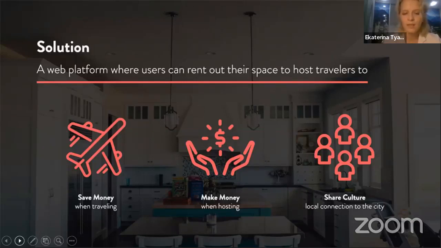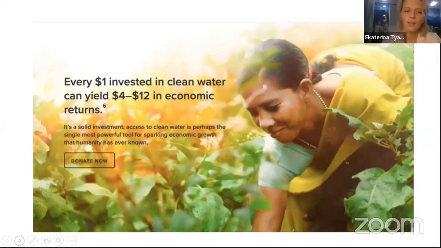Now the problem stated on the slide needs to be tackled on the next slide, the solution. This is a good example of a solution from the Airbnb company. On the slide, they focus on answering the problem with three statements: save money, make money, and share culture. Once again, notice how simple the headline is: a web platform where users can rent their space to host travelers. Another example is charity: water. They show how every dollar invested can help solve the problem. Explaining what your project does in 10 words or less is by no means an easy task. For example, when your grandmother asks you what you do, you can answer in a single sentence.